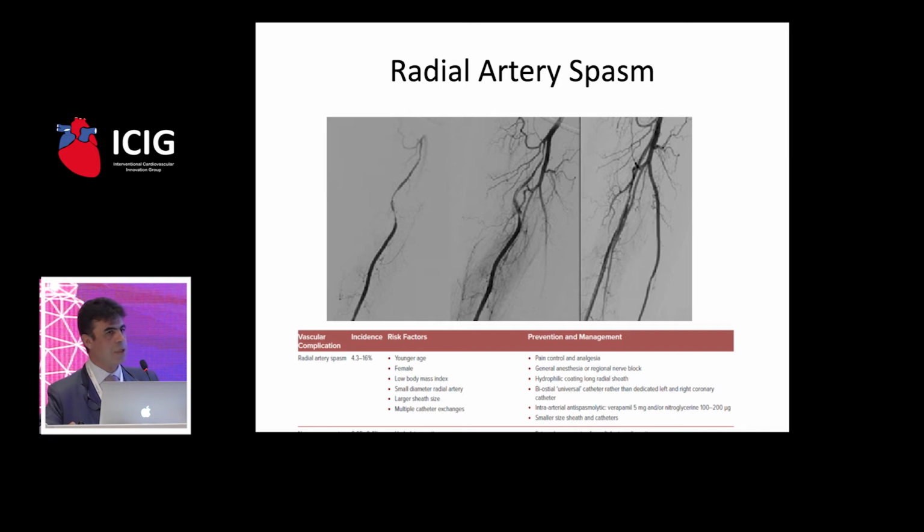There are usually a few risk factors that can be a warning sign that it might happen, including young age, female sex, a low body mass index, a small radial artery, or using a large size sheath. You can prevent these by anticipating them, not using the large sheath, using the treatment early on, including verapamil or nitroglycerine infusions, and they usually resolve spontaneously. After that therapy, very few of them will progress to become an occlusion, and that's a problem, but an extremely small number.